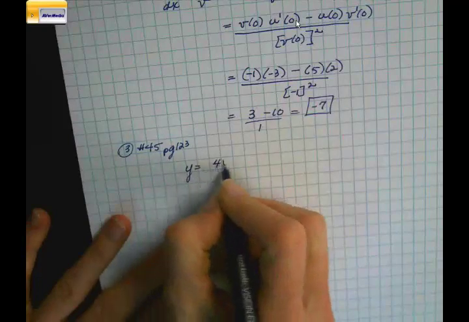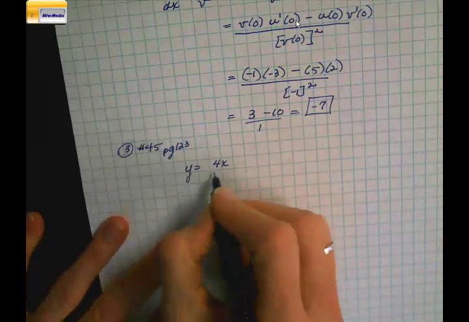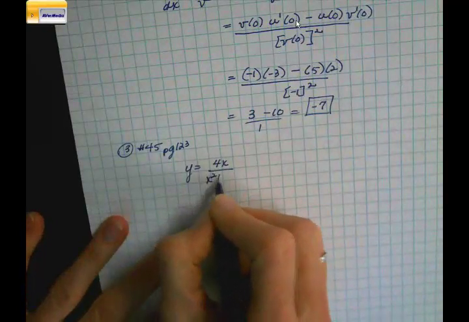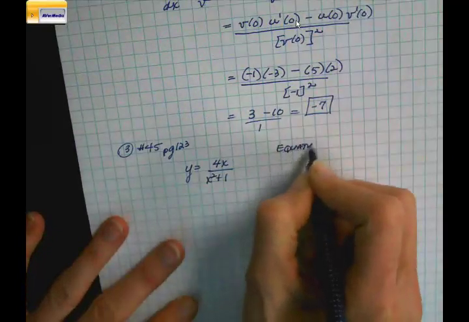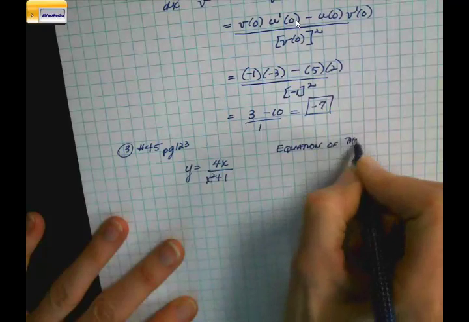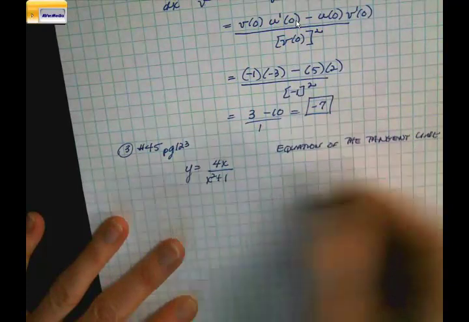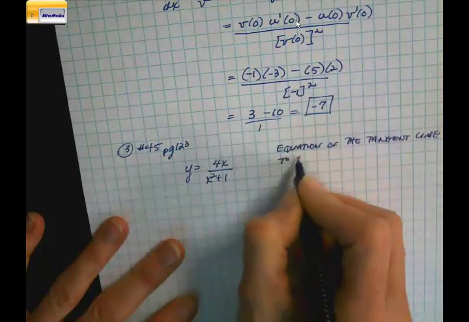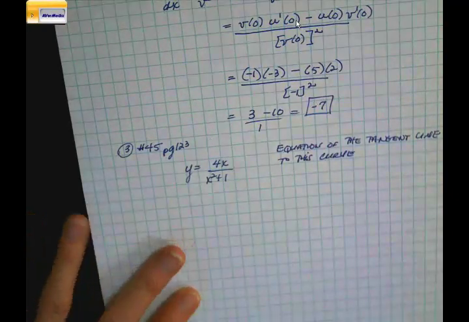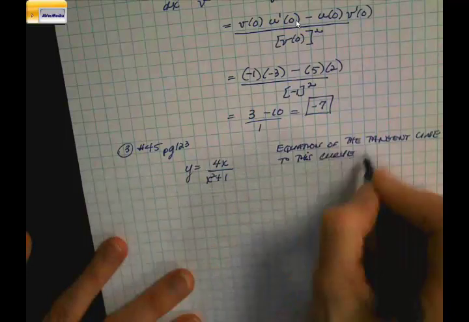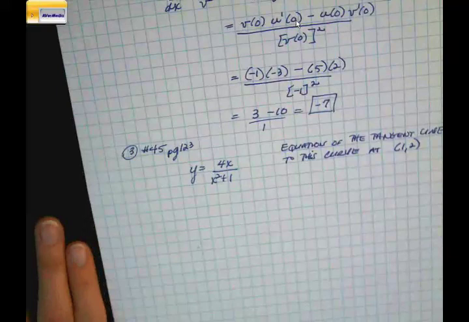So this is the equation of that line, which they called Newton's serpentine. The equation of that line was 4x over x squared plus 1. We want the equation of the tangent line to this graph, to this curve. I'm going to try to be consistent to call it this curve, at the point 1, 2. At that point, 1, 2.